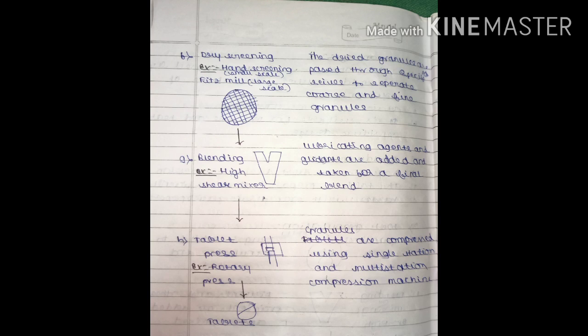In the next step, the dry granules, fines and coarser particles, are subjected to blending in the high shear mixer. Along with the lubricating agents, we mix the ingredients and take it for the final blend. After mixing, we go for compression. By using the tablet press, rotary press, we get the tablets. The granules are compressed by using the single station or multi-station compression machine to obtain the tablets.